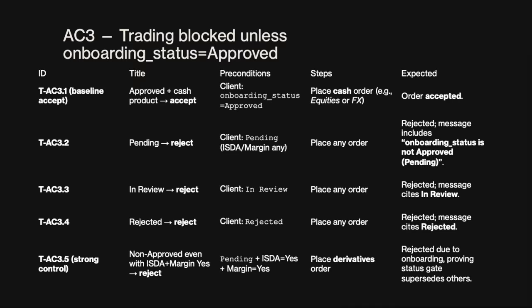Some notes here. We assert consistent machine-readable reason codes and messages so downstream teams know why an order was blocked. Channel isn't the variable here. Any channel can be used. Connectivity enforcement is covered later, AC7 and AC8. Using a cash product for the allow case isolates AC3 from derivative rules, keeping signals clear. Coverage claim. With these 5 tests, we hit all statuses: approved, pending, in review, rejected, and prove both outcomes, accept and deny, and rule precedence, fully satisfying acceptance criteria 3.